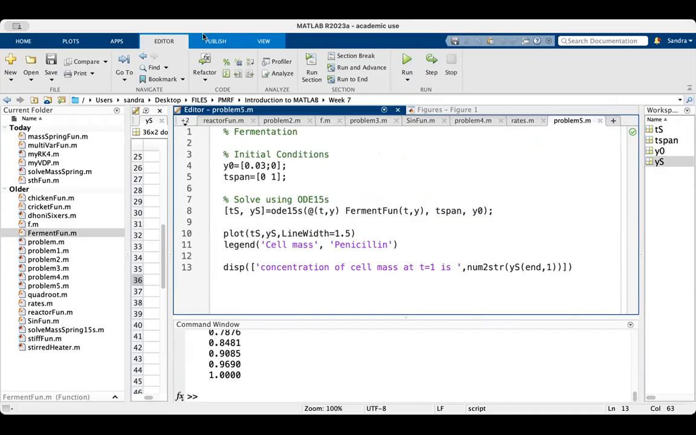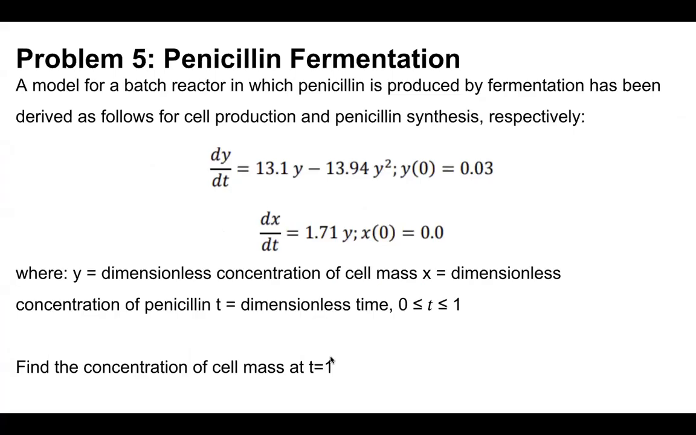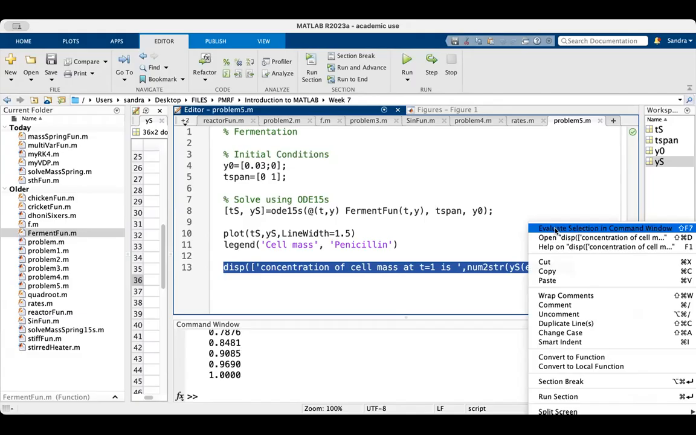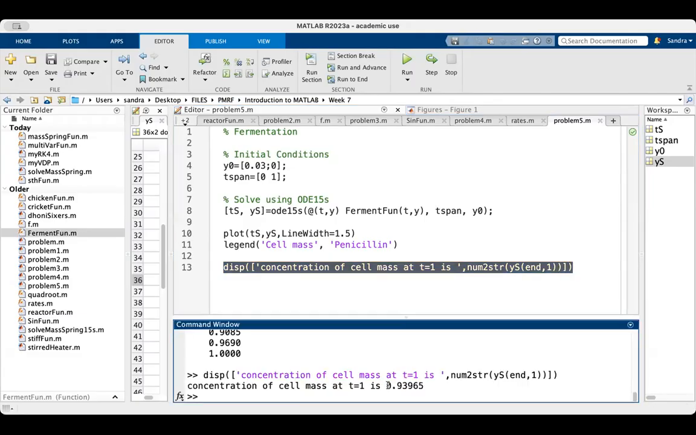Just a second, is the cell mass the first column or the next column? Sorry, here dy by dt is the first column. The order of the variables is y, x, not x, y. So this is the first column and this will be the second column. Basically you need the second column, last row. The answer you'll get, let me run this again, is 0.93965.